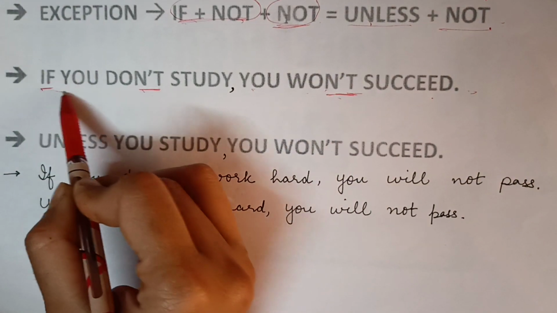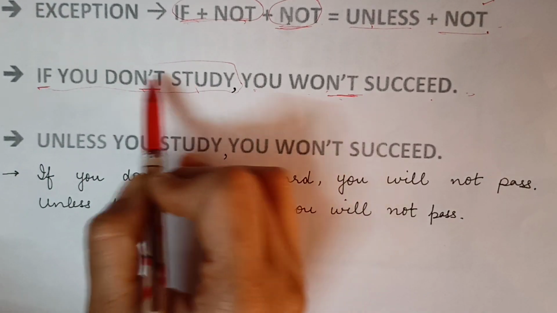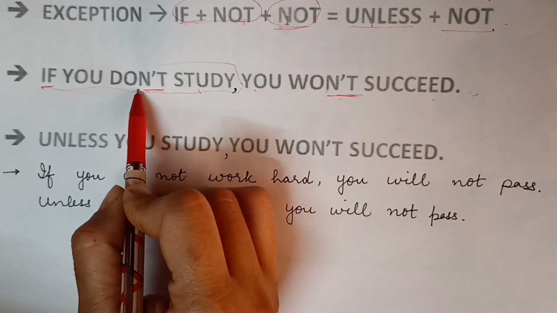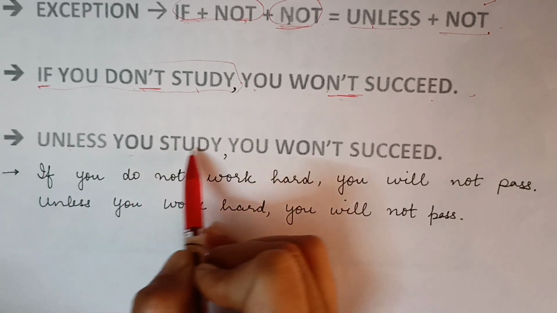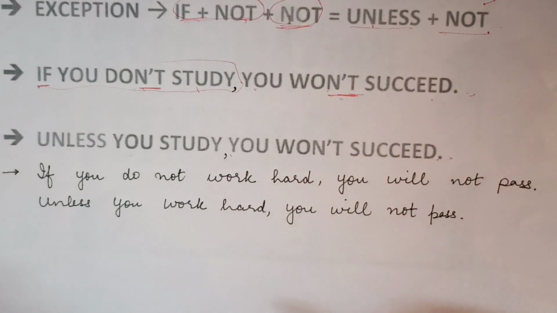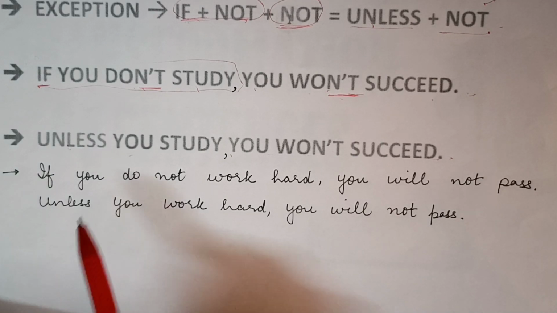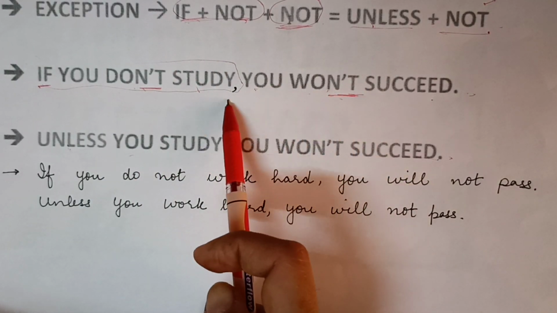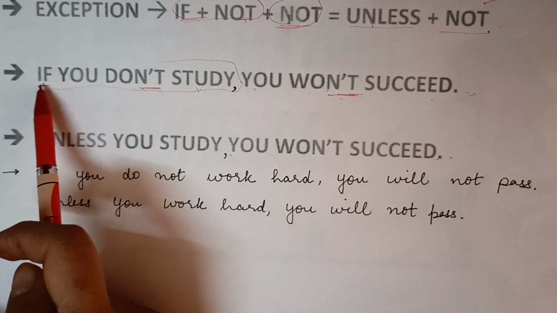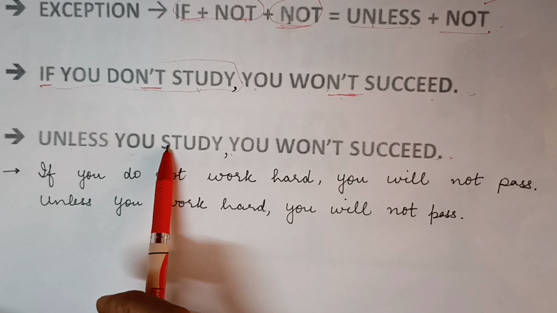In the first part, we will follow rule 1, as I've already told you: if plus not is equal to unless. So instead of if, we will write unless, and we will remove not in the first part of the statement. Unless you study, you won't succeed. The second part of the statement remains the same. This I had discussed with you earlier also. So you need to remember, don't get confused. In case there are two nots in a statement with if, the second part of the statement remains the same. And in the first part of the statement, you will remove if and rewrite using unless, and you will not write the negative in the first part.